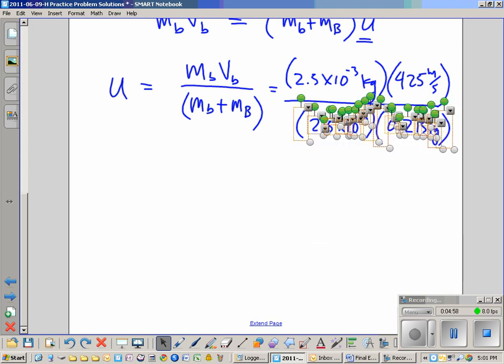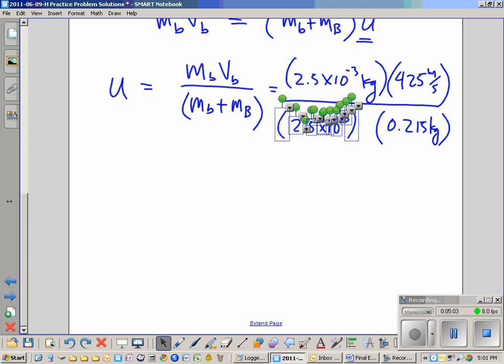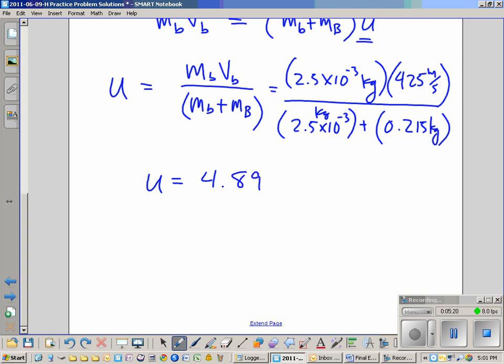And I forgot to write kilogram. Whoops. That is kilograms. All right. I'm going to add that. So what we end up with when we crunch all those numbers is 4.89 meters per second. Let's make sure that's what we get.